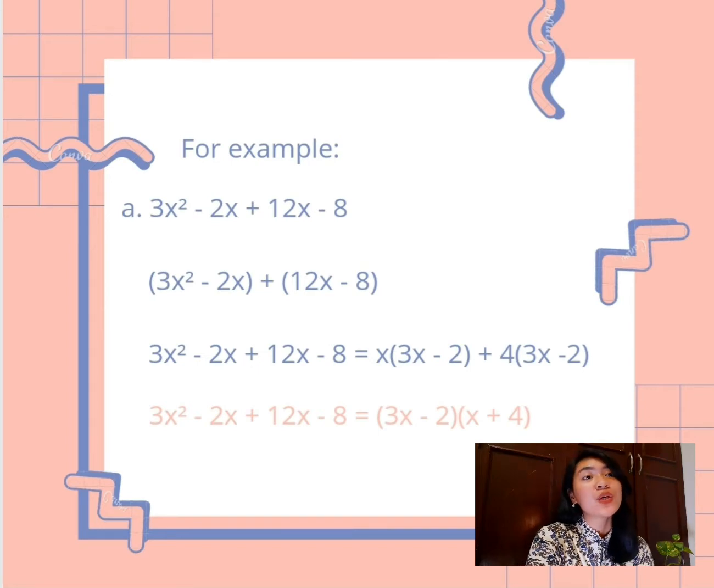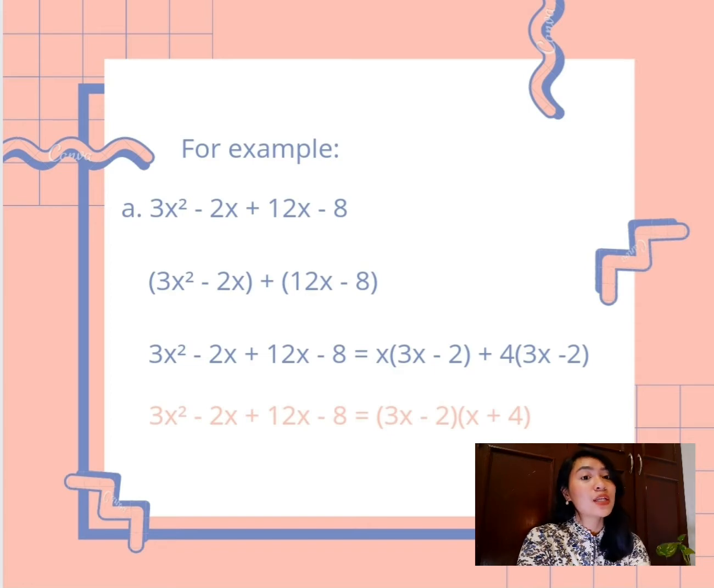Now, we can notice that we can factor out an x out of the first grouping and a 4 out of the second grouping. Doing this gives 3x raised to the second power minus 2x plus 12x minus 8 is equals to x times 3x minus 2 plus 4 times 3x minus 2.